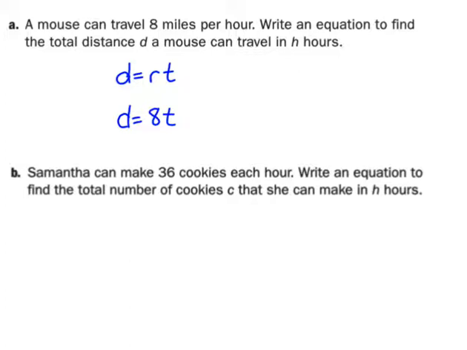Example B. Samantha can make 36 cookies each hour. Write an equation to find the total number of cookies C that she could make in h hours. So we have 36 cookies per hour, which we can use to find out how much she can make as a grand total amount of cookies. Simply put, if she worked 0 hours, she would be making 0 cookies. If she worked 1 hour, 1 times our 36 says that she would make 36 cookies. If she worked for 2 hours, 2 times our 36 would give us 72 cookies.